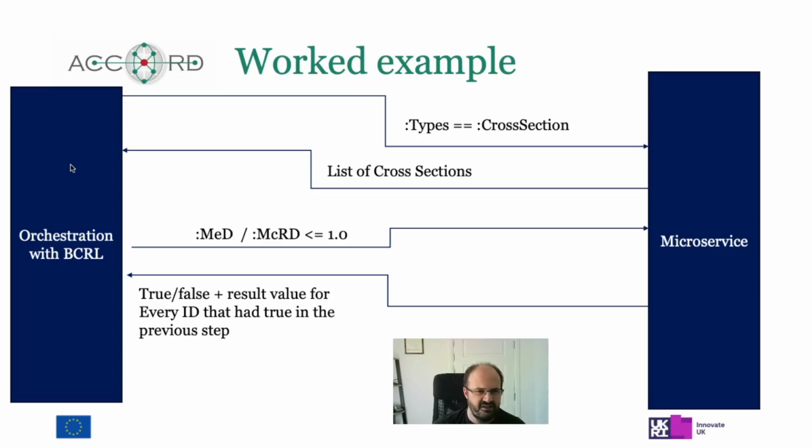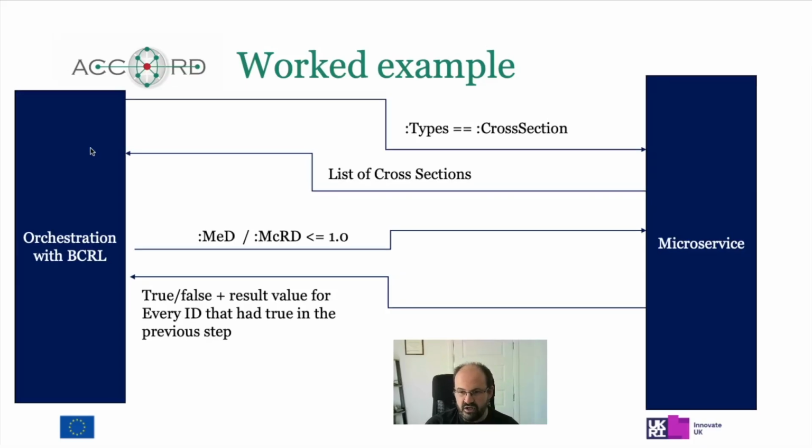So it sends a message to the microservice asking it to check the type of various objects in the model file to see if they're cross-sections. The microservice will do that and it will return a list of cross-sections to the orchestrator. The orchestrator now knows which objects in that model are applicable and which are not. So it can get rid of all the non-applicable objects, we don't need to worry about them anymore, and all it's left with now is the cross-sections.